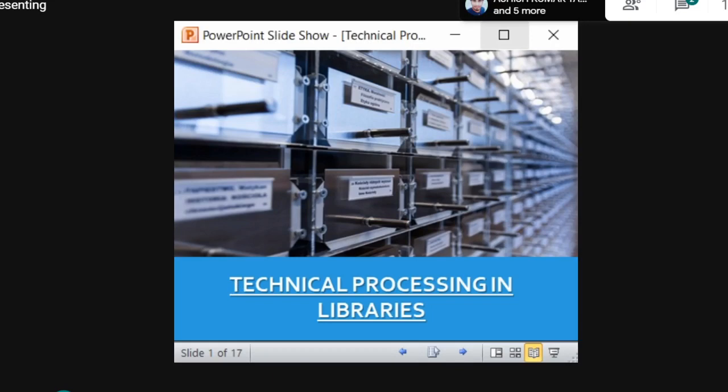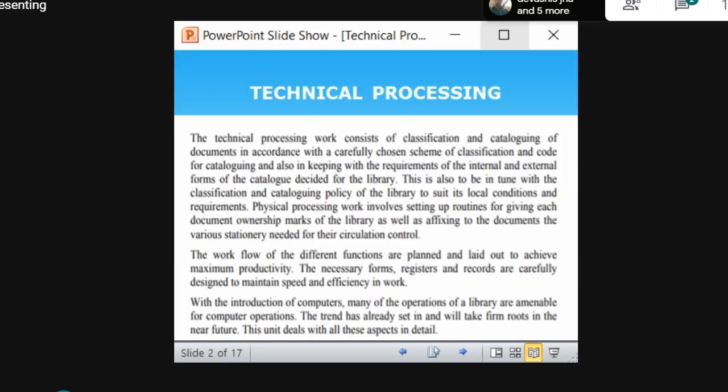I'm not going to discuss the classification codes or classification schemes and cataloging codes, but I am going to tell you the process of the technical section. Okay, because in the first year itself we learned about the different classification schemes and different types of catalogs, right? So I am going to show the function of the technical section in libraries. Okay, so the primary function is classification and cataloging of documents in accordance with the chosen scheme of classification.